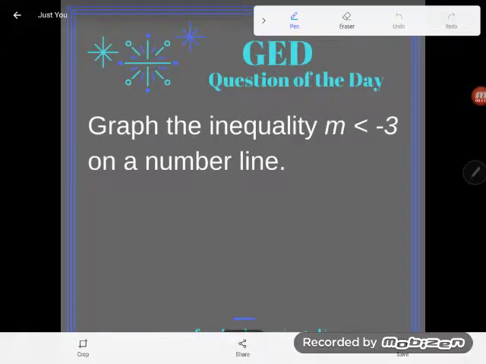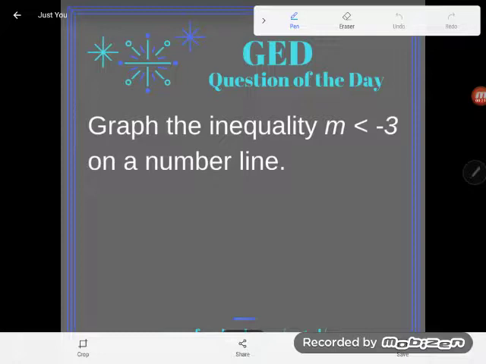Hey GED students, it's GED question of the day, and I'm super excited because we've reached the culmination of all our inequality graphing. We're just going to do it ourselves. No multiple choice, no selections given to us. We've just got to do it. Now, could this happen to you in the GED?